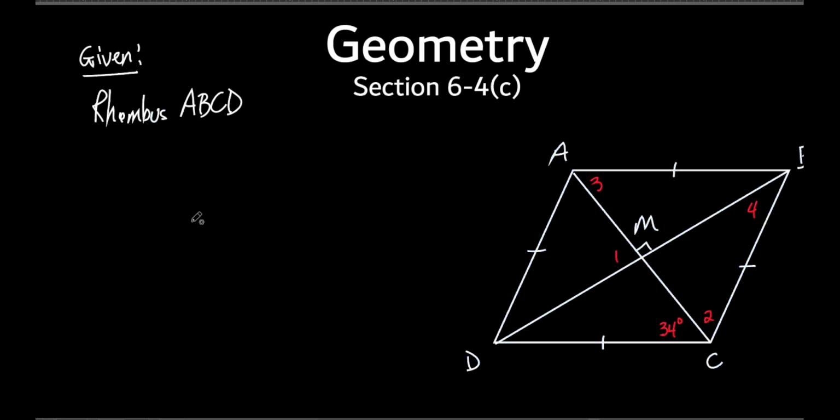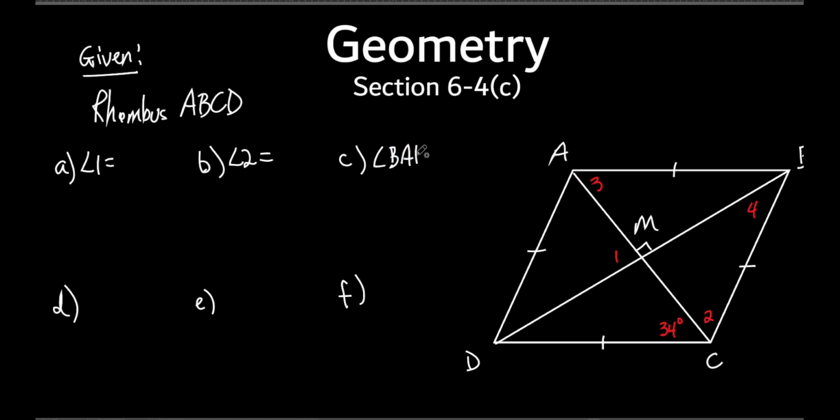All right, so there's 6 parts to this. Some are easier than others. I'm going to do it like this, A, B, and C, and put D right here, E right here, and F right there. So what do they ask you? They ask you for angle 1. They ask you for angle 2. They ask you for angle BAD. This one's angle 3. This one's angle ABC. And this one is angle 4. All right? So they want you to find all this stuff.